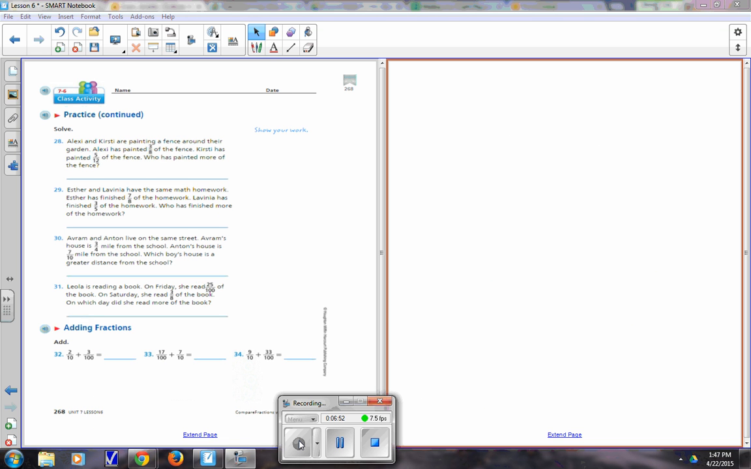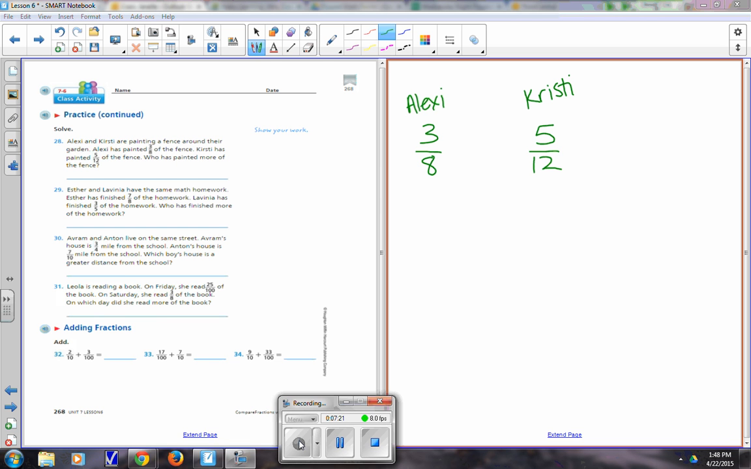Okay. So these are word problems, but don't let that scare you. You're doing exactly the same thing. Alexi and Christy are painting a fence around her garden. Alexi has painted 3/8 of the fence. So here's Alexi. Then Christy has painted 5/12 of the fence. Who has painted more of the fence? So we have to compare these two fractions.